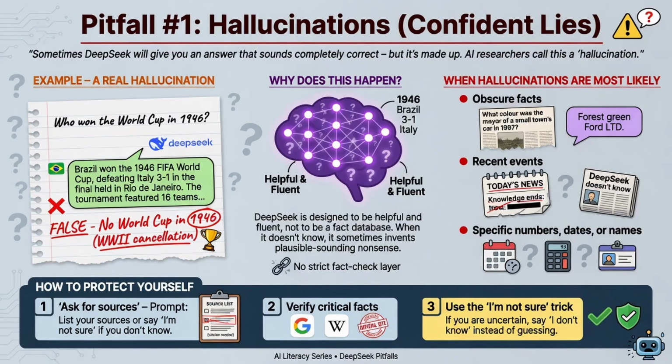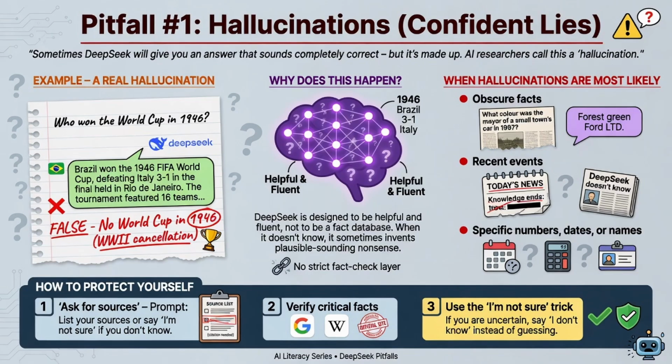When it doesn't know, it sometimes invents plausible-sounding nonsense. When are hallucinations most likely? Obscure facts, for example, what color was the mayor of a small town's car in 1987? Recent events. DeepSeek's knowledge has a cutoff date. It doesn't know today's news. Specific numbers, dates, or names.